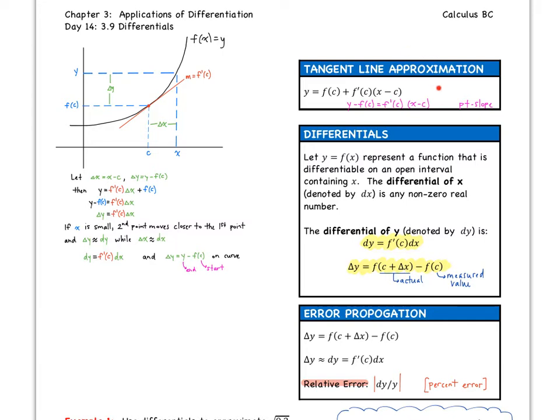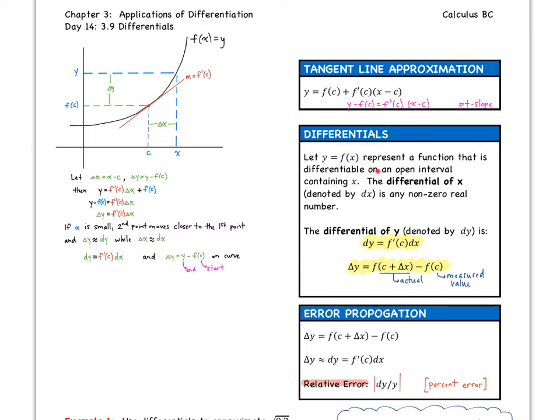So tangent line approximation is simply y is equal to f of x plus f prime of c times x minus c. This is really just a point-slope form of an equation where the slope is f prime at some point c, and we're passing through the point c comma f of c. So if you really wanted to rewrite that into point slope, it would look like that in the pink. So differentials, let's talk about those.